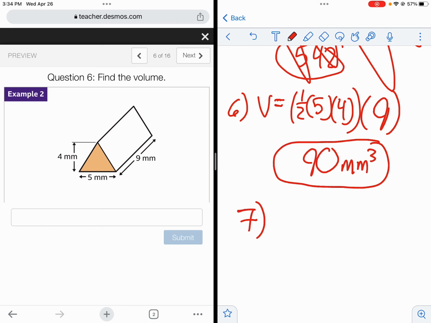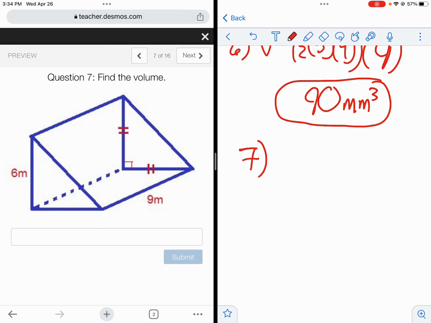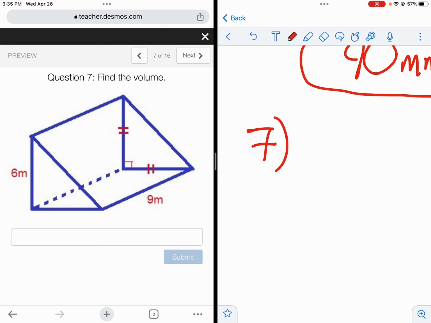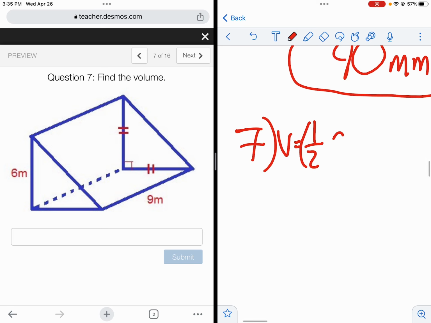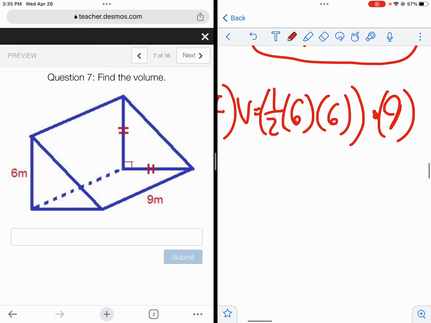Number 7. Find the volume of this guy. Again, it's a triangular prism. The triangles are my bases. So I got to find the area of the base. 1/2 times 6. 6 is one of the sides. The other side is also 6. 1/2 times 6 times 6 is the area of my base. Multiply that by the distance between the bases, or the height as we call it. That gives us 36 divided by 2, times 9, is 18 times 9. It's 162 you should get when you multiply those things out.